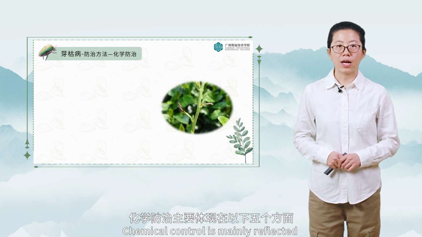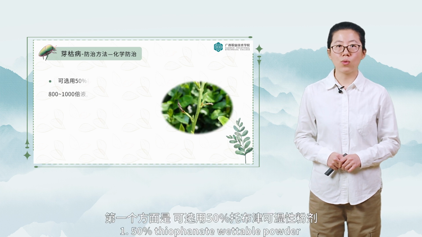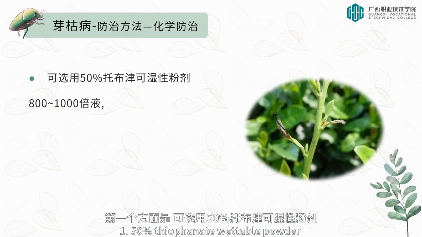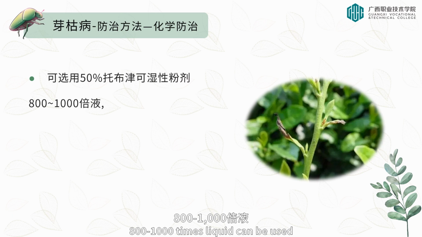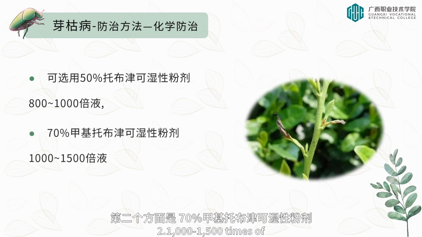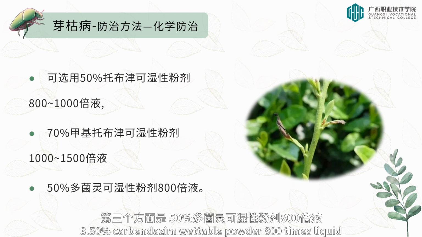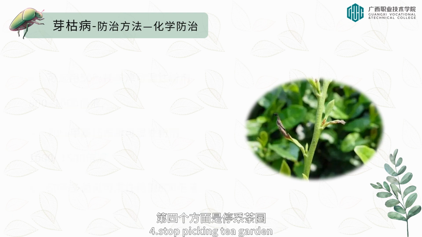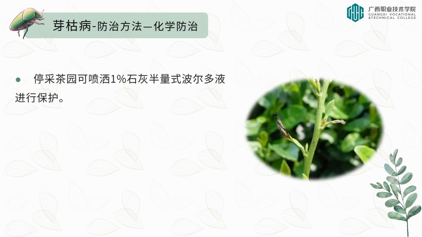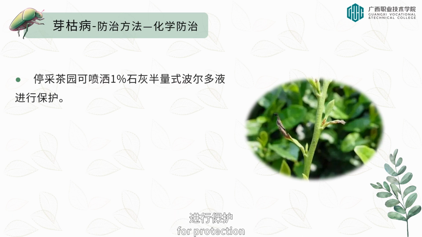Chemical control is mainly reflected in the following 5 aspects. 1. 50% thiophanate wettable powder, 800 to 1,000 times liquid can be used. 2. 1,000 to 1,500 times of 70% thiophanate methyl wettable powder. 3. 50% carbendazim wettable powder, 800 times liquid. 4. In a tea garden where picking has stopped, 1% lime half-dose Bordeaux liquid can be sprayed for protection.